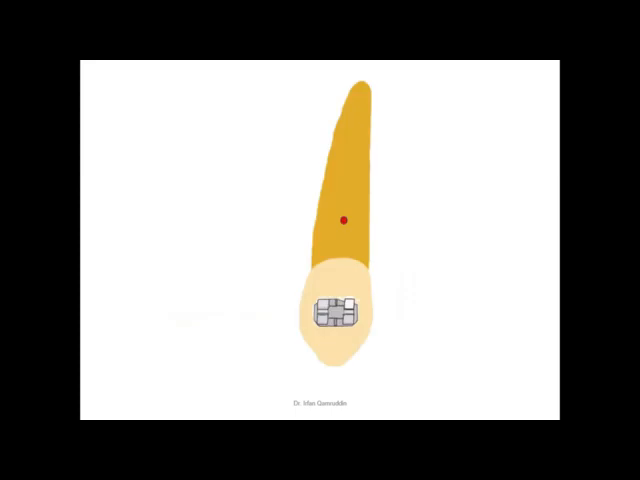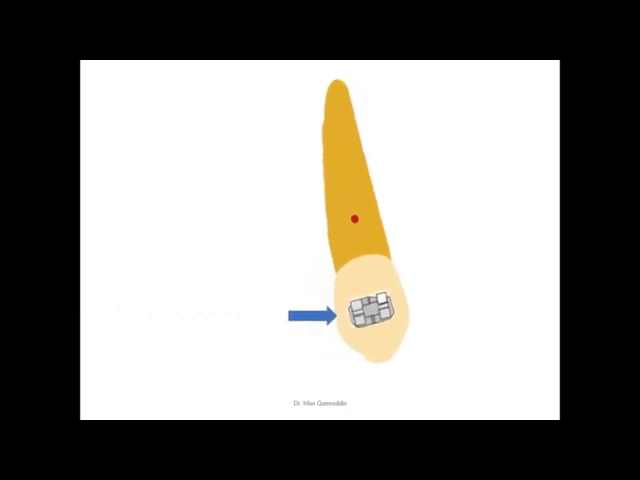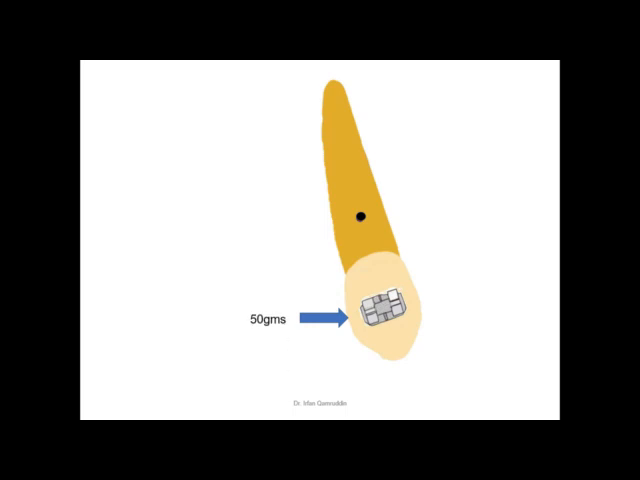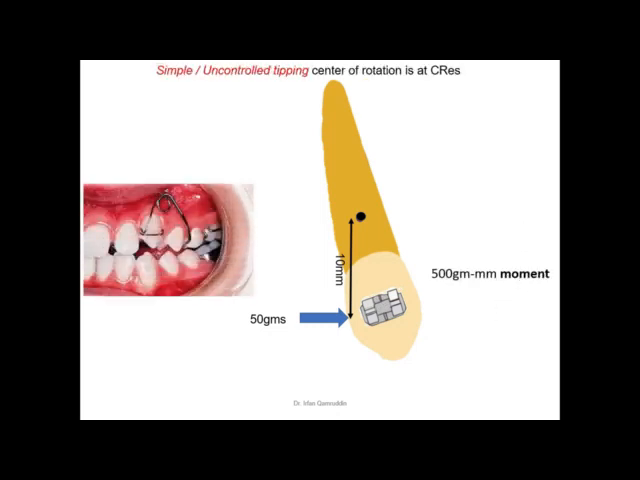Clinically, if you are applying force on a tooth, the single force will result in the movement of the crown in the direction of force and the root is moving in the opposite direction and the center of rotation is exactly at the center of resistance. This is the simple and uncontrolled tipping. If you have used 50 grams of force and the distance between the force application point and the center of resistance is 10 millimeter, again you are having 500 gram millimeter moment.